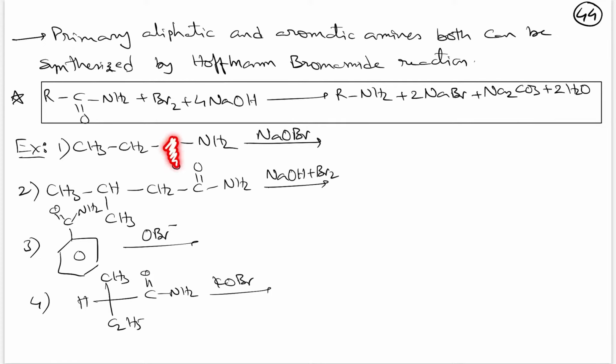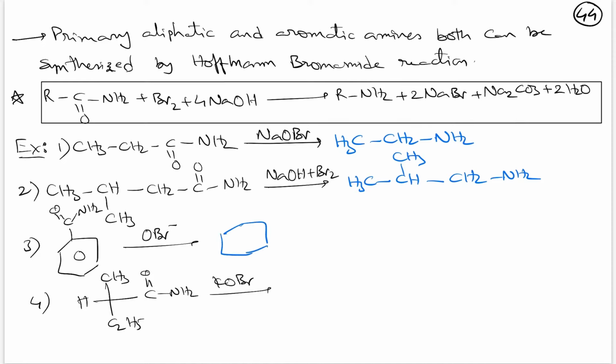You just need to remove the C double bond O and write the product. So here we will get the product as CH3CH2NH2. And in this reaction, if you remove the C double bond O group, we will get the product as CH3CH(CH3)CH2NH2. And in this one, if you remove C double bond O, NH2 will be directly attached to benzene and forms aniline as the product.